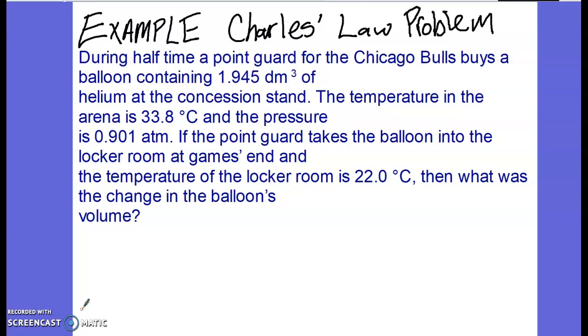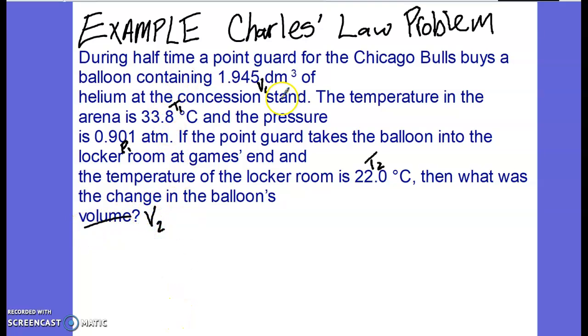He goes to the locker room, 22 degrees Celsius. What's the change in the balloon's volume? Okay, so a couple of distractors here, right? You've got volume 1, V1, T1 here, P1, and T2, and you're trying to find the volume, so you're trying to find V2.